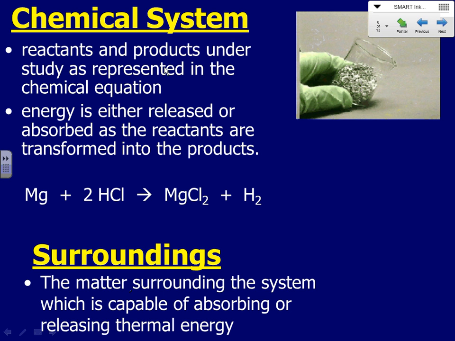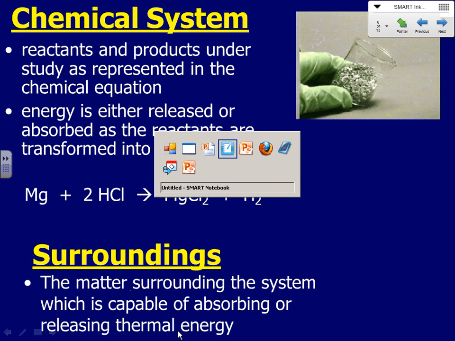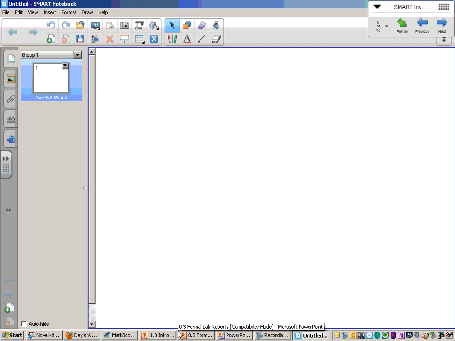Now, let me just draw a little picture to represent the system and the surroundings, just to show you the difference. The surroundings are the matter surrounding the system, which is capable of absorbing or releasing the thermal energy. So this is the thing that's going to either get hotter because it's gaining energy or get colder if it loses energy. Let me just draw a picture of it here for a moment. You might think, well, why would you draw a picture, Mr. Sanders? This is pretty plain.